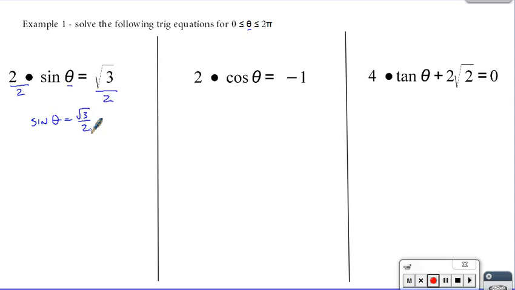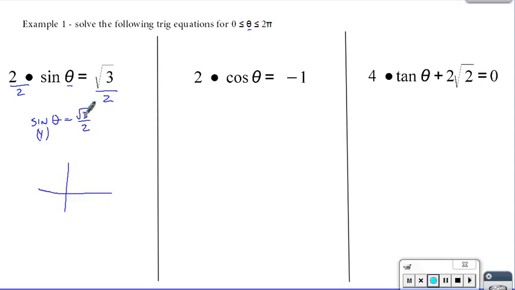Now I need to think, okay, on my unit circle, I know that root 3 over 2 is a common side. It's a side that's familiar to me. So I'm going to look at my unit circle. I'm going to find where the y value, because sine is like y, equals root 3 over 2. So drawing a picture sometimes helps.